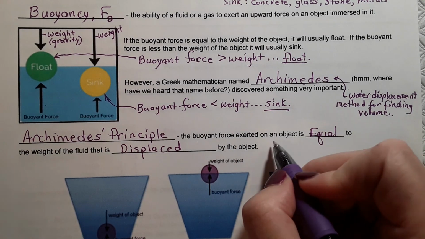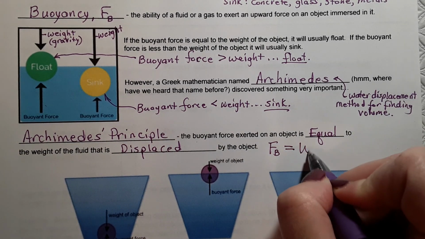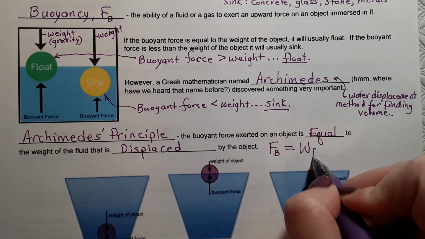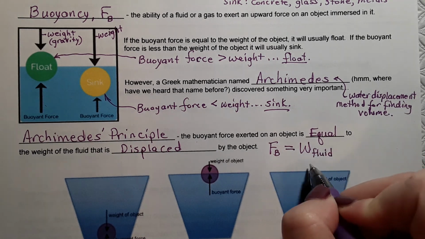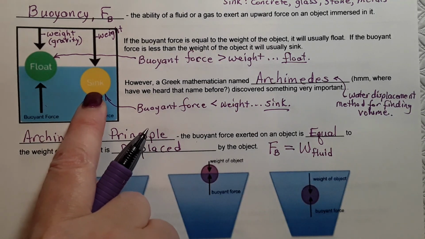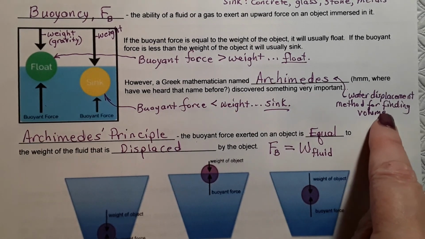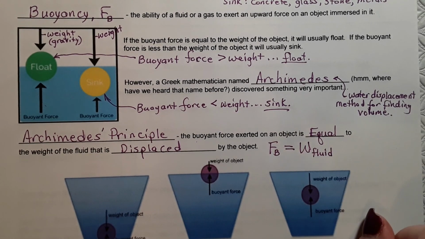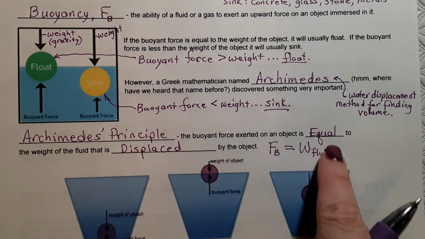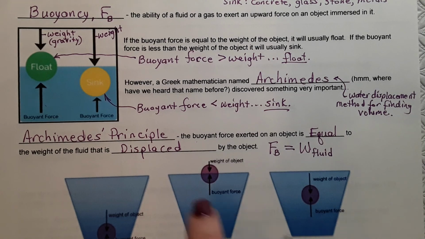Okay? So he said the buoyant force is equal to the weight of the displaced fluid, not the weight of the object, but the weight of the fluid displaced by the object. You know, that difference, that volume that the water or the fluid rises when you put something in it. Whatever the weight of that fluid is, it's equal to the buoyant force it exerts on the object.